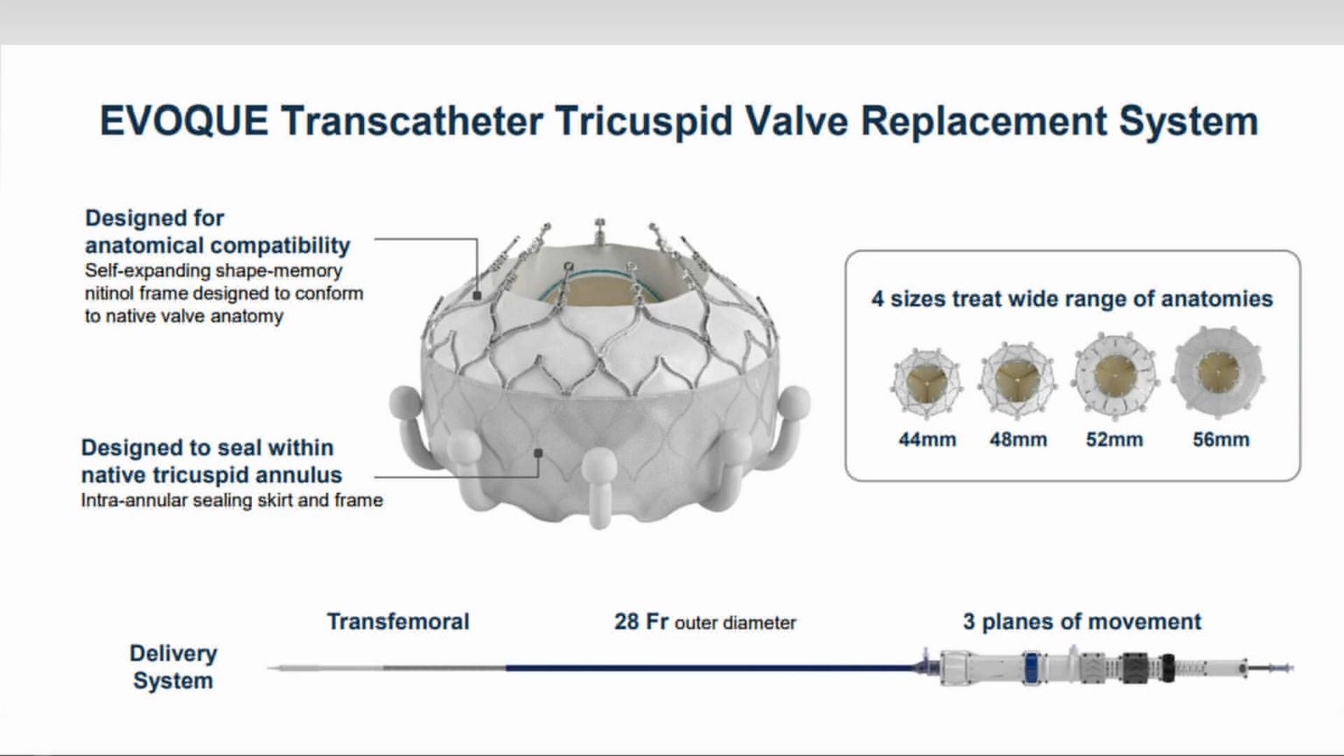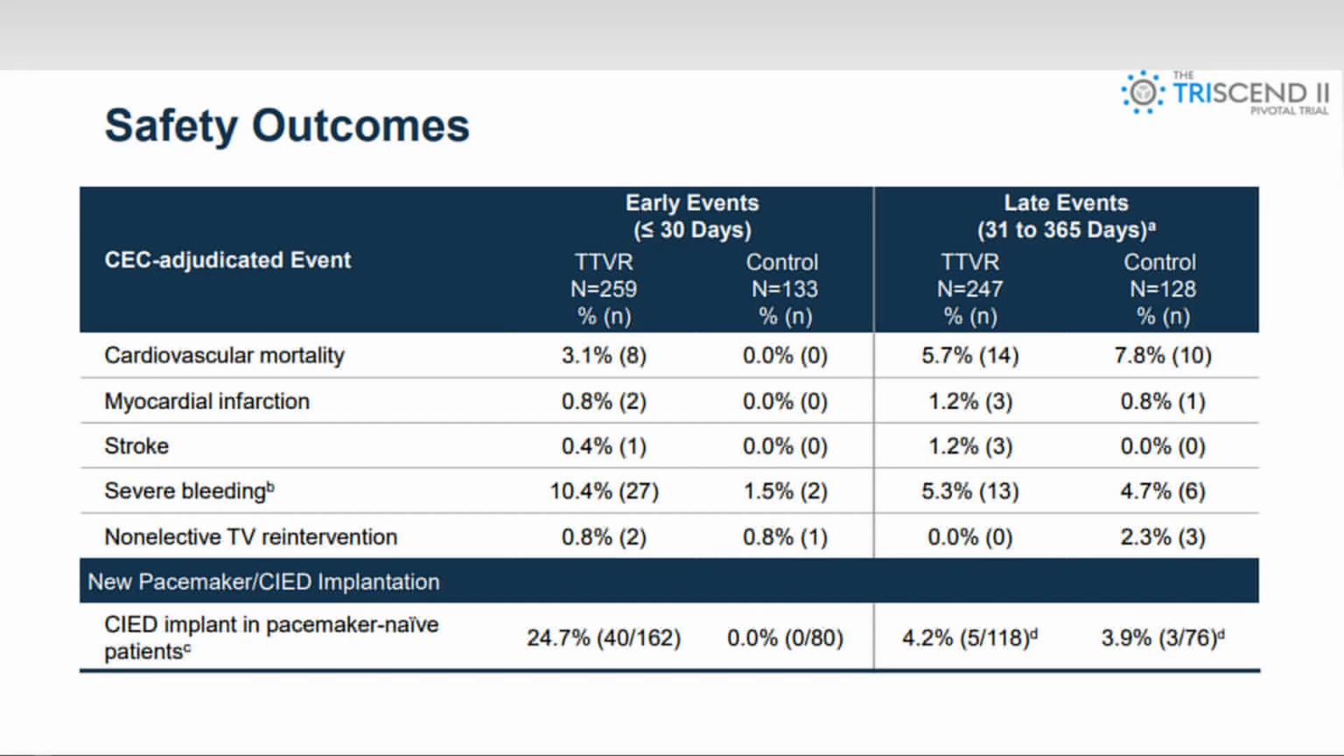So this is the device we're talking about that's approved in the United States. It's a 28 French device, so it's very low profile. It can go in through the femoral vein, no cut down needed. There are now multiple sizes, 4 sizes, so these very large valves can be treated. What that means for the ventricle is still a question mark.